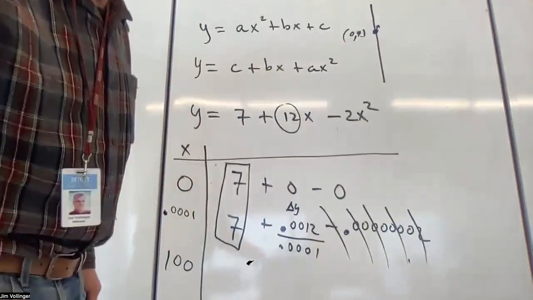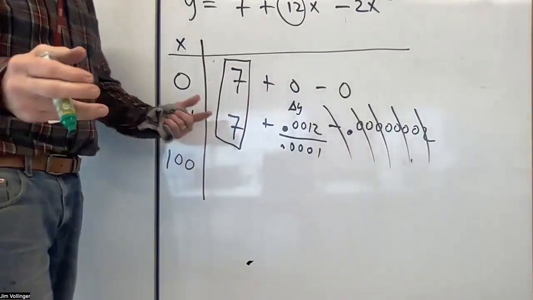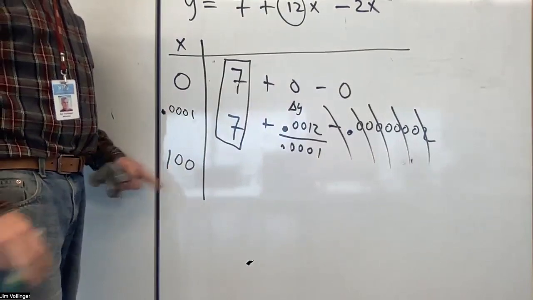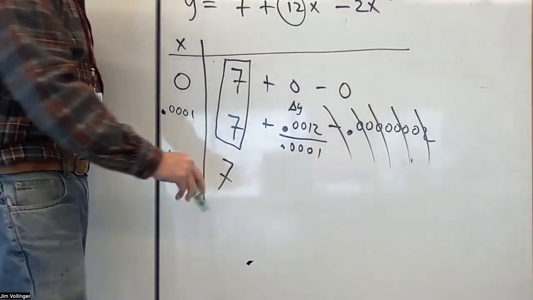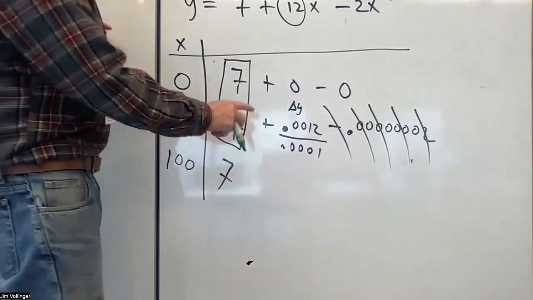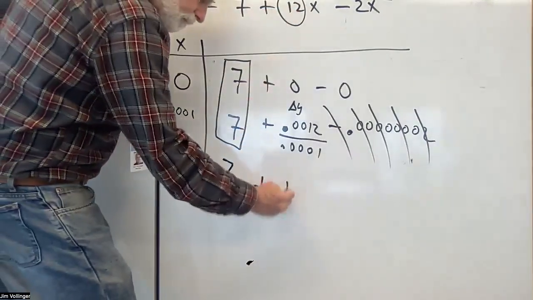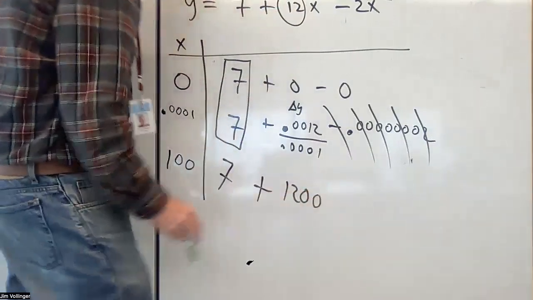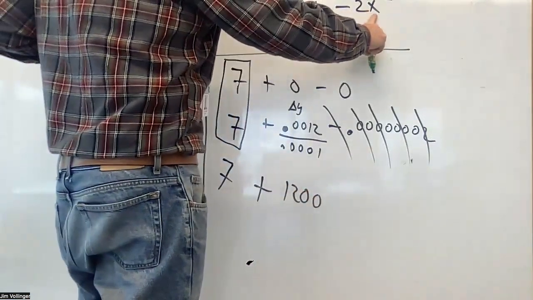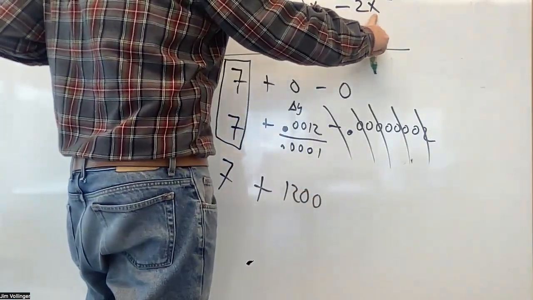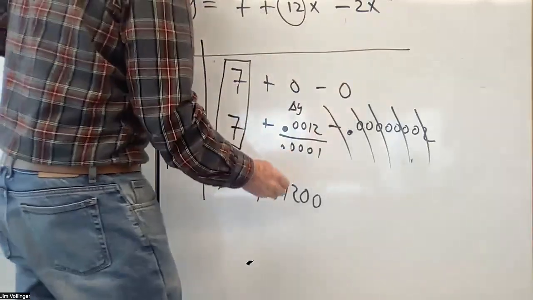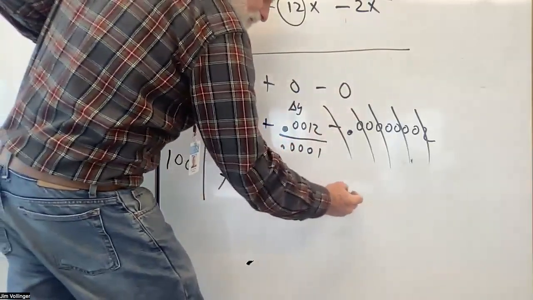Let's look at it numerically. Let's take a big number now. 100. Well, again, if you see that change, stay after class. If I multiply that by 100, I get 1,200. And if I square 100, I get 4 zeros. That's 10,000 times minus 2. That's minus 20,000.